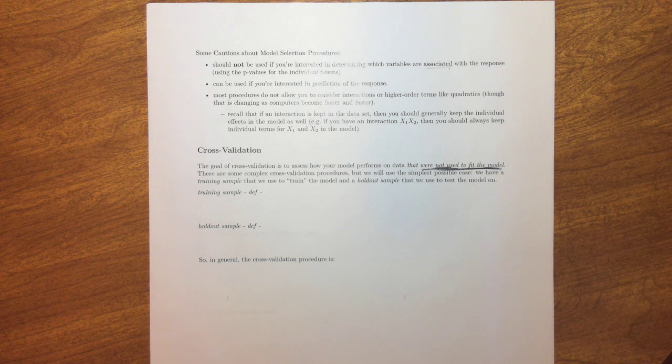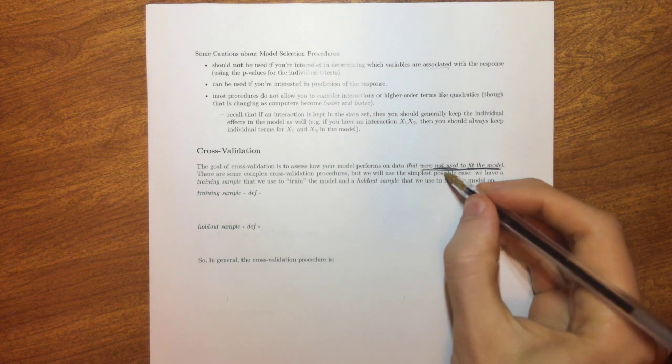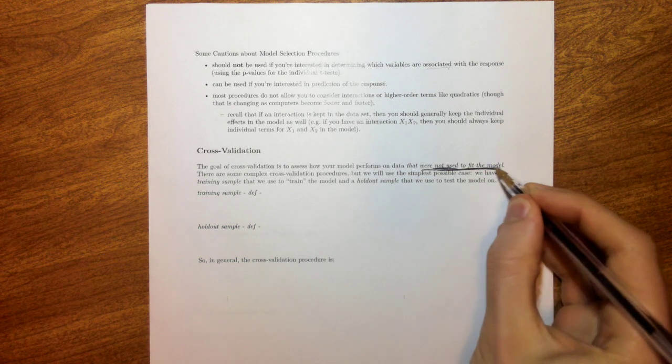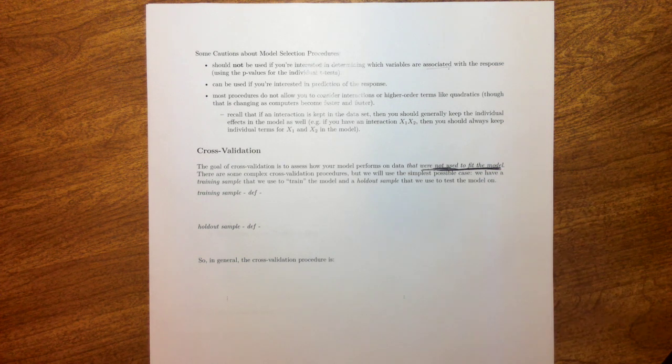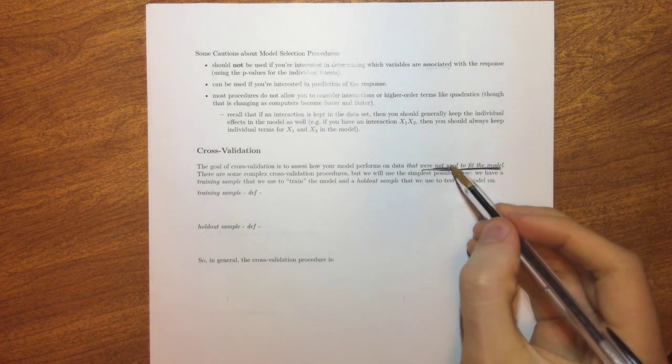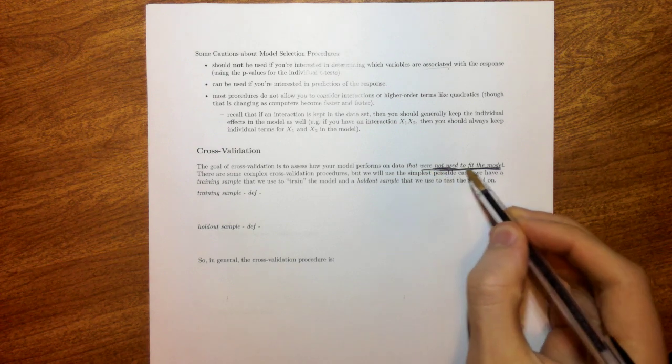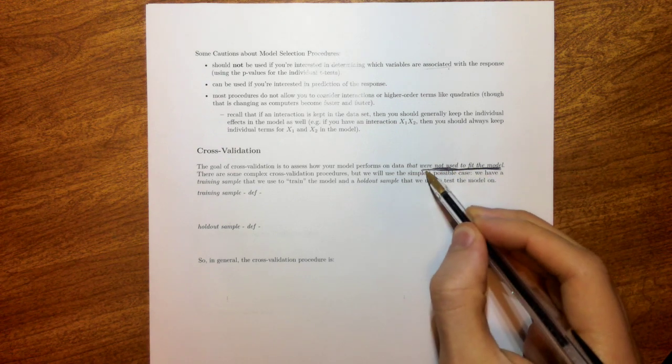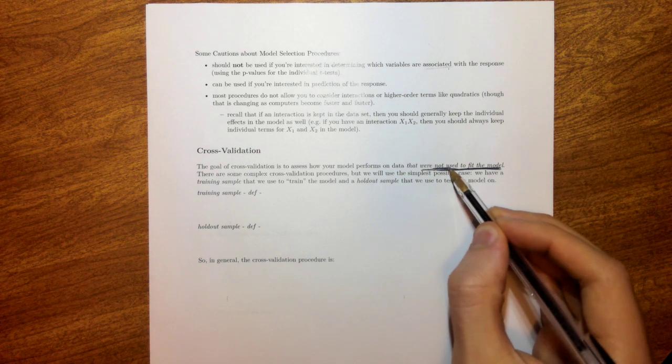So the goal of this video is to introduce this idea of cross-validation. Cross-validation is going to let us assess how our model performs on some data that weren't used to fit the model originally. That's really the important idea of cross-validation, that we're eventually going to test the model on some data that wasn't used in the original model fit.